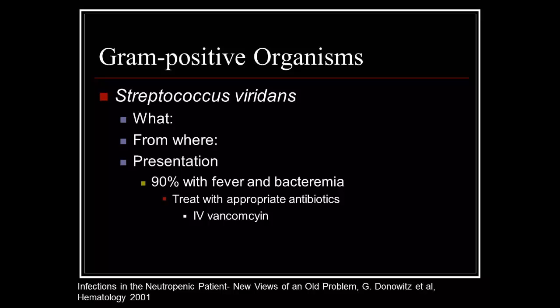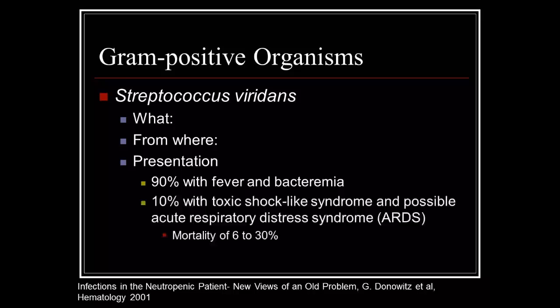90%, this is a simple scenario. You have fever and bacteremia, you treat them appropriately, you start them with vancomycin. When you get your sensitivities, you try to narrow if possible. The problem is the 10%. The 10%, they actually present with a toxic shock-like syndrome and possible acute respiratory distress syndrome. These are the ones that go downstairs to the ICU, have a mortality up to 30%. Some persons try to use steroids to calm down the lungs so they don't end up intubated.